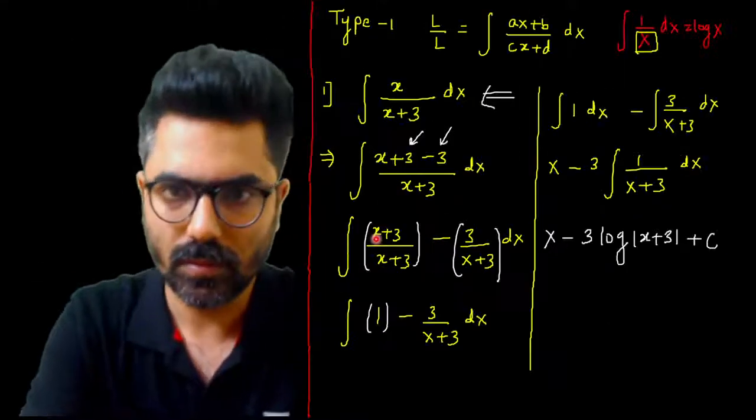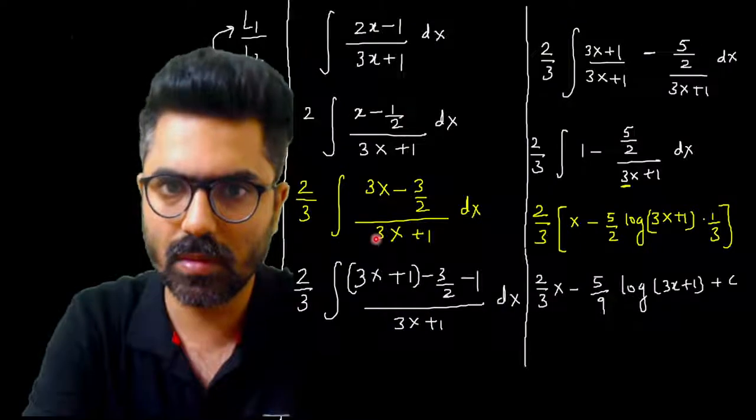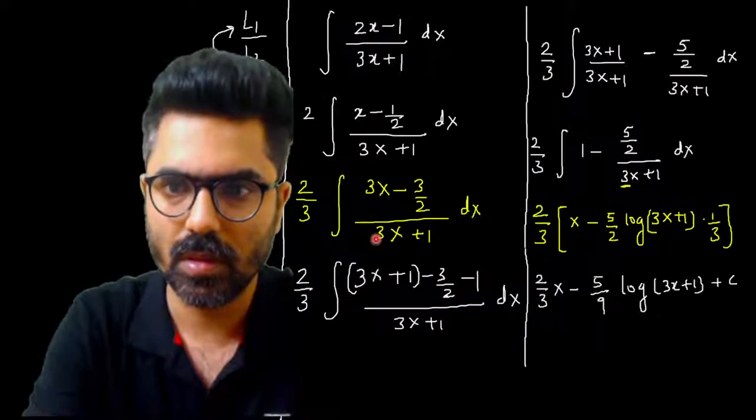Now this was a linear by linear type. Now I'll take 1 by quadratic type, and after that, linear by quadratic. So now we'll discuss the 1 by quadratic type.